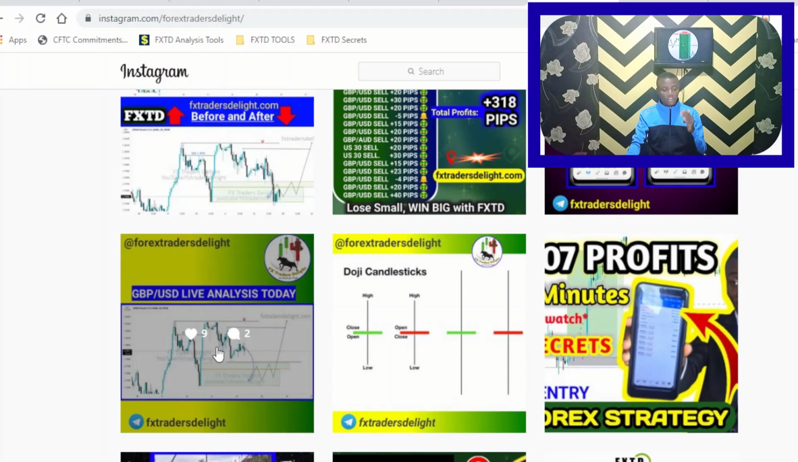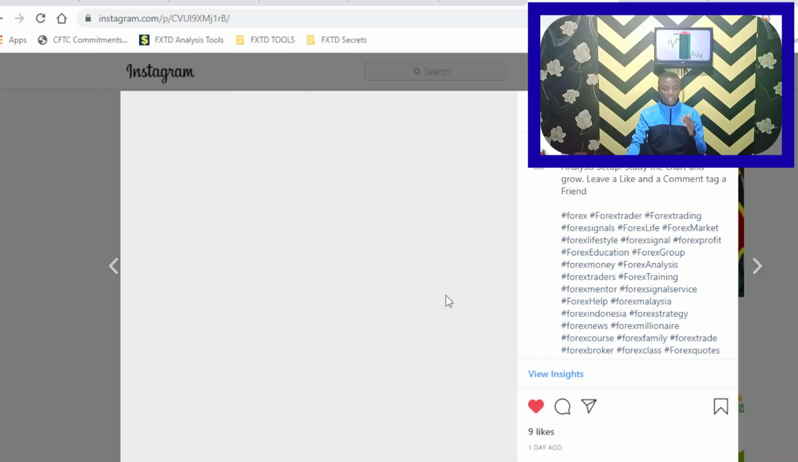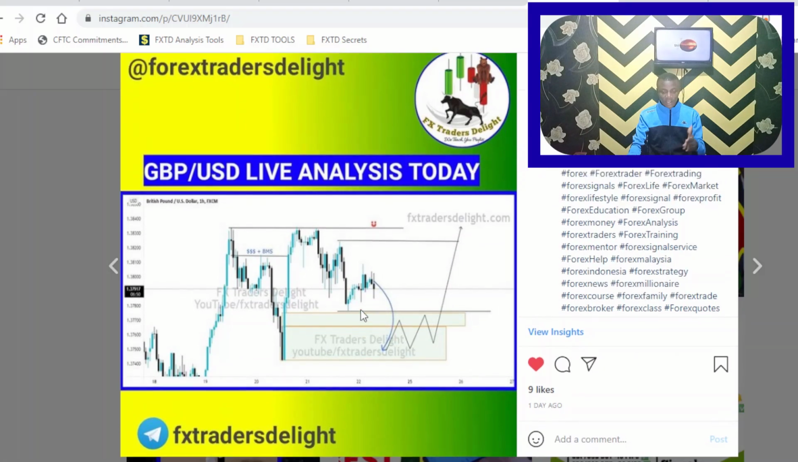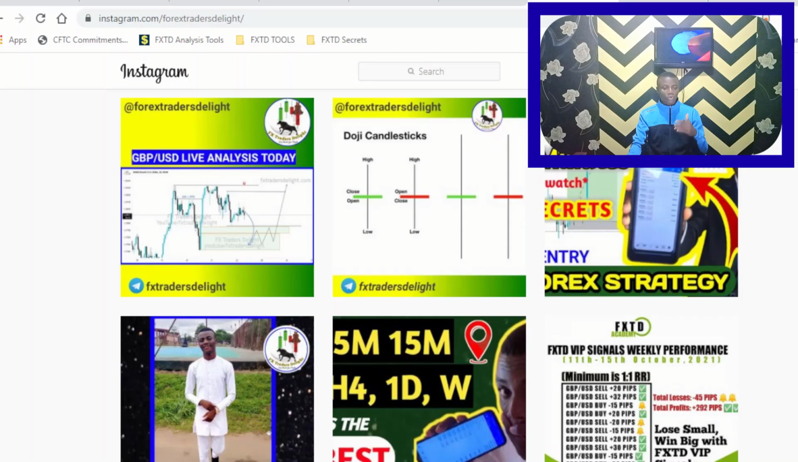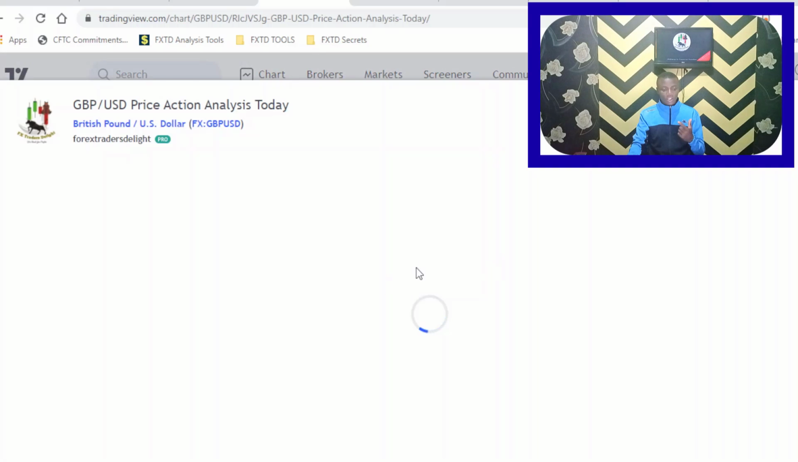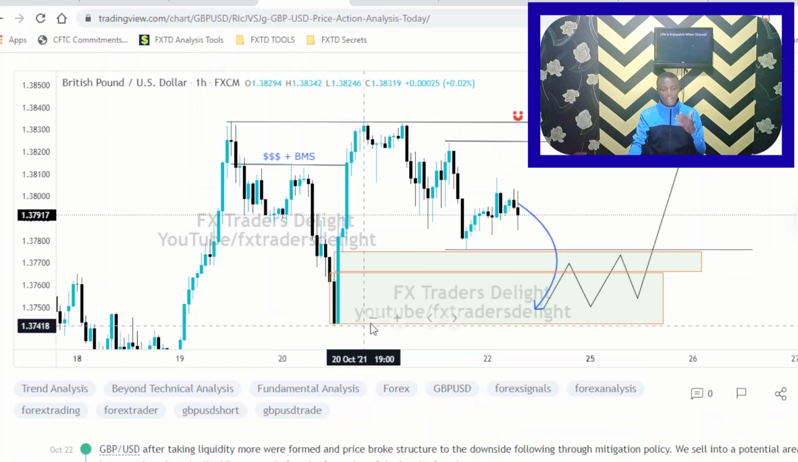So this was a trade that we took yesterday, and this trade was sent on almost every one of my platforms on Instagram. You can see it here. This was the trade. It was sent for free. Look at the timing. It was sent all for free. It was also uploaded on my TradingView. You can see it right here, right? This is my TradingView account, so you can see that it was actually sent here as well.